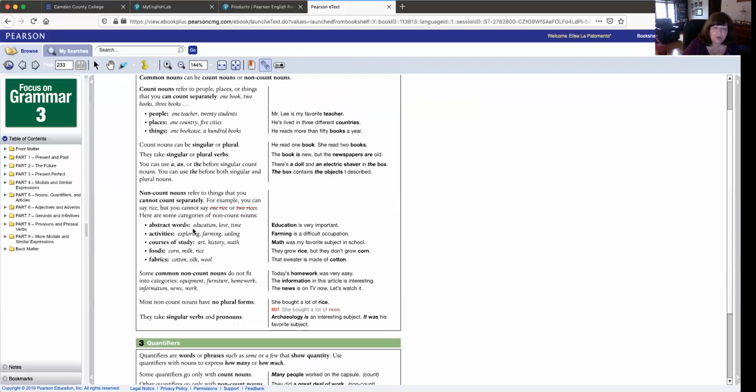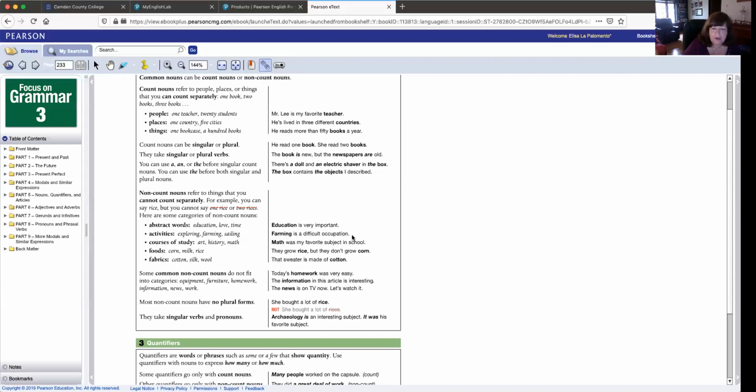We have abstract words. These are things that you can't feel or see, like education, love, time. You can go on to say things like fear, surprise, things like that. Activities, things that we do, like exploring, farming, sailing, okay? You might be thinking, but these are verbs, aren't they? These are what we call gerunds. So they look like verbs, but they're actually nouns with an ing ending. And you will study this next semester in level 3.